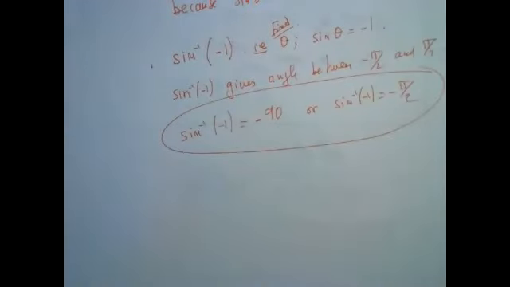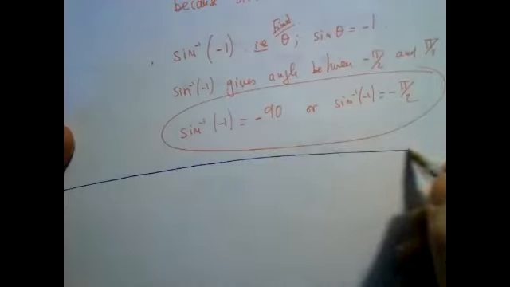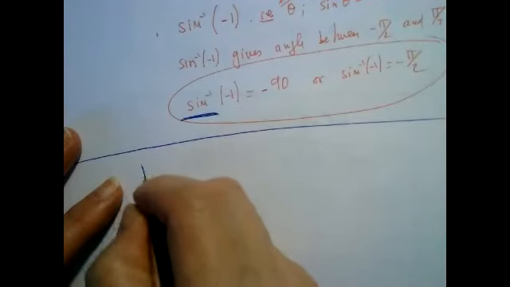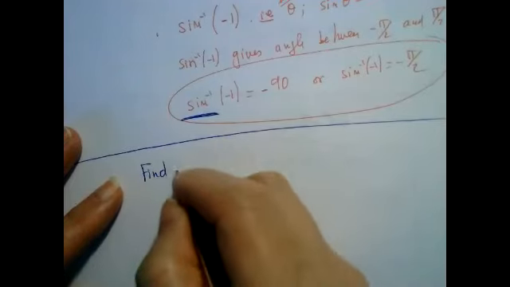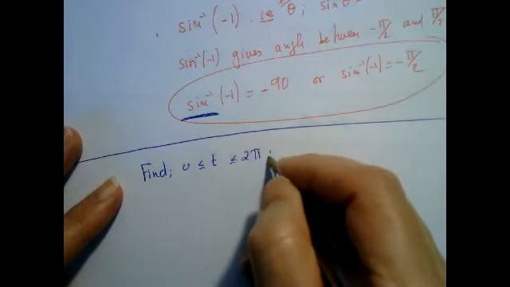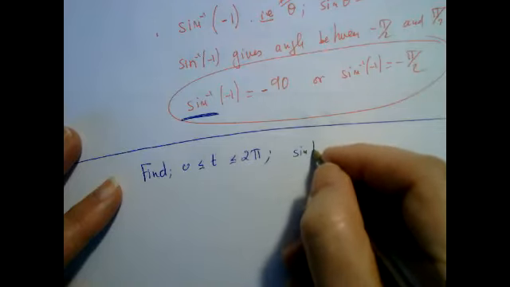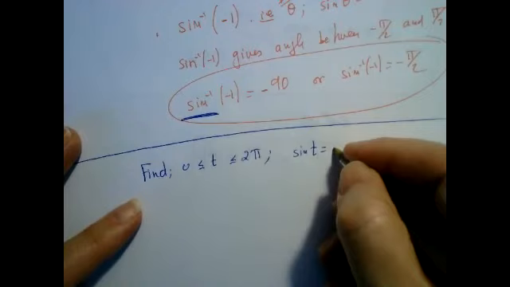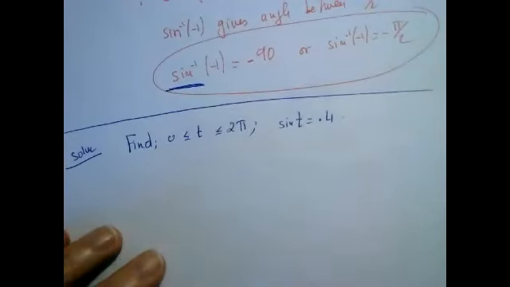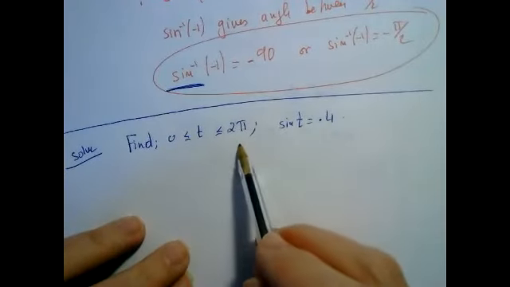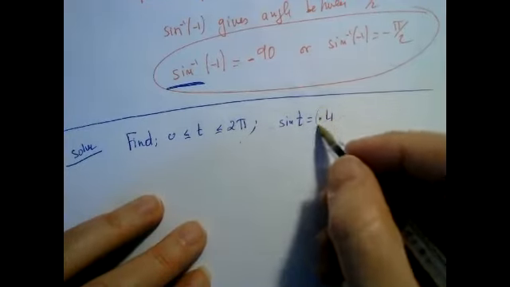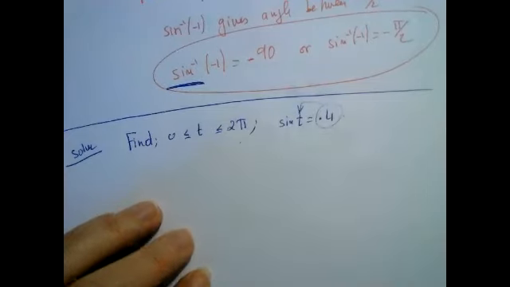Now, the same way we did with the sine before, we're going to use this new function to solve problems. Suppose I ask you: find the values of t, all t between 0 and 2 pi, such that the sine of t is equal to, let us say, 0.4. So I want you to find all values of t from 0 to 2 pi where the sine is 0.4. I'm giving you the sine. I want you to find the angle.